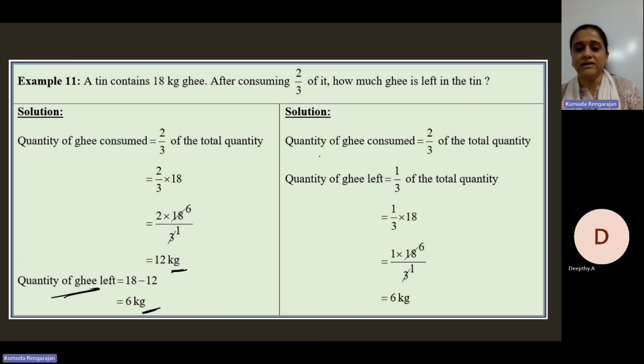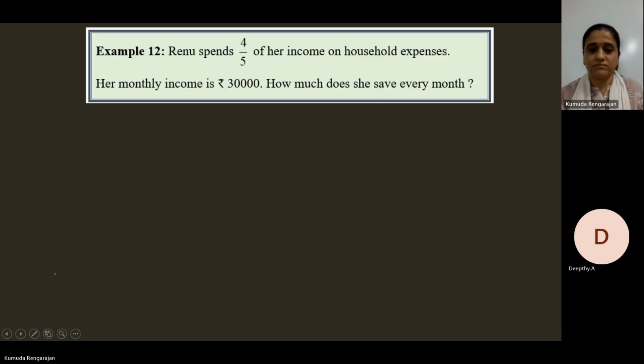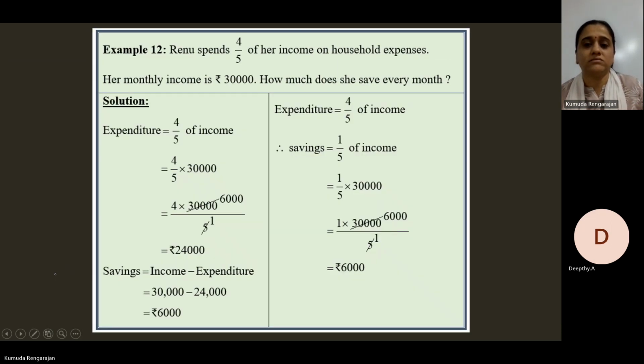Or directly, quantity of ghee consumed is 2/3 of the total quantity. Quantity of ghee left is 1/3 of the total quantity. Consumed is 2/3, so left will be 1 minus 2 by 3, which is 1 by 3. So 1 by 3 of 18, you get 6 straight away. Okay. Go through this one.